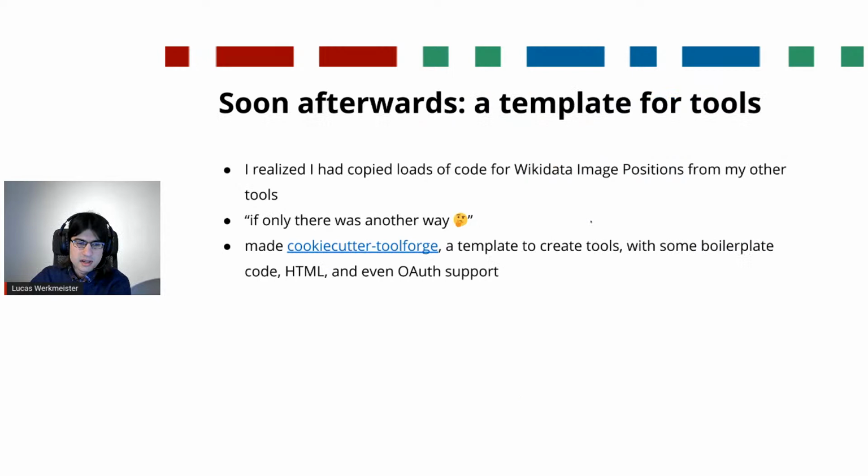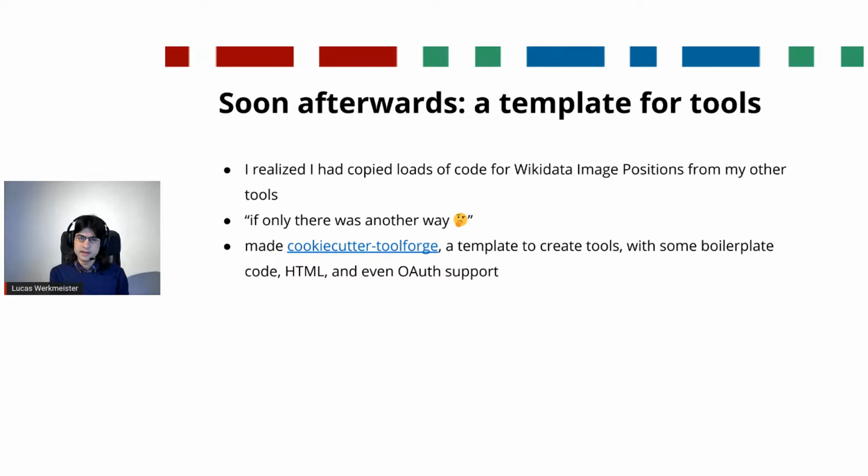And at some point, I realized that I was copy-pasting a lot of code between my tools. And got the idea to start this thing, Cookiecutter Toolforge, which is a template to create tools, kind of. So you run it on your computer, and it asks you, what should the tool be called? What should be the URL of the tool? What's your username, by the way? Because we're going to use that as the documentation page. And I think a few other things it asks you, and then it spits out some boilerplate Python code, an HTML, and does it do CSS? I don't remember.